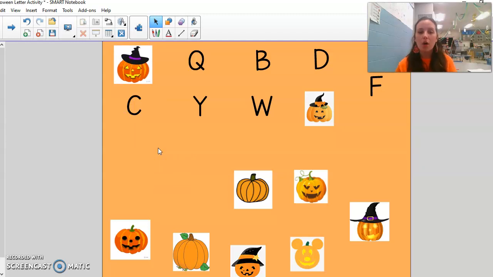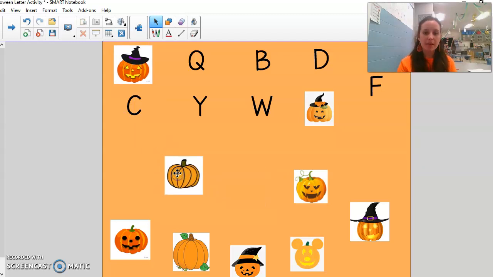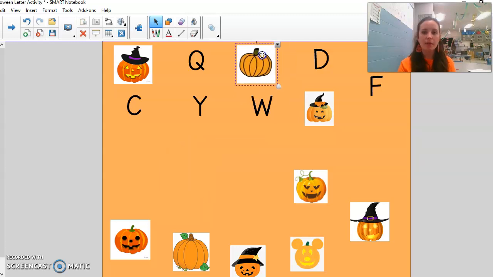Now, we're going to use this pumpkin. What letter would go beside this pumpkin? The sound is B, B, B. Which one would say B, B, B? Write that down. Good. It's the letter B. B says B, B, B.